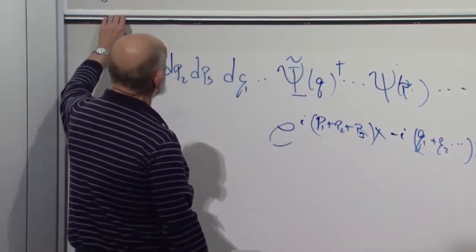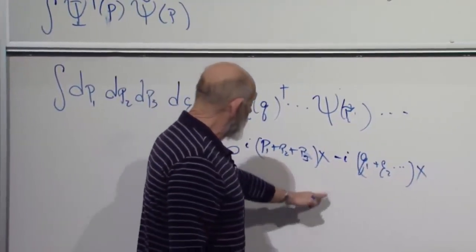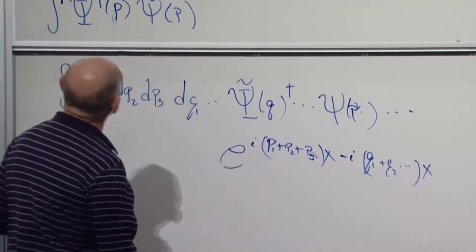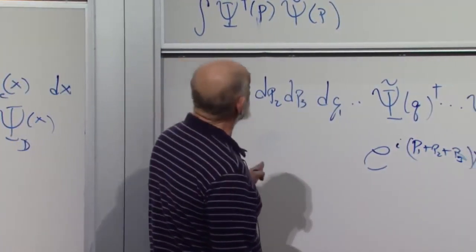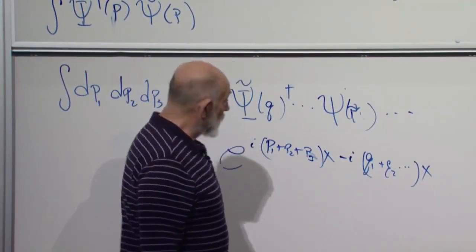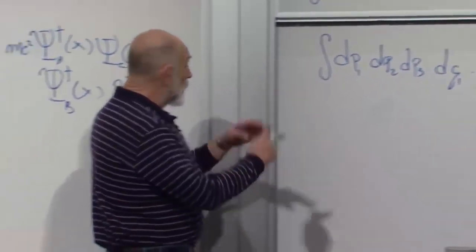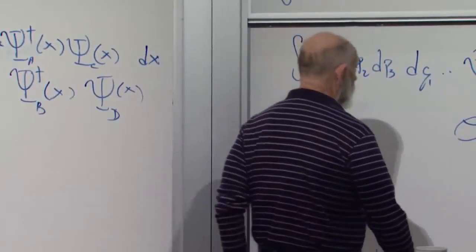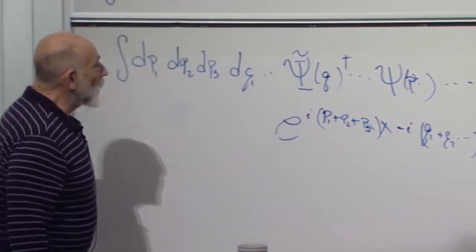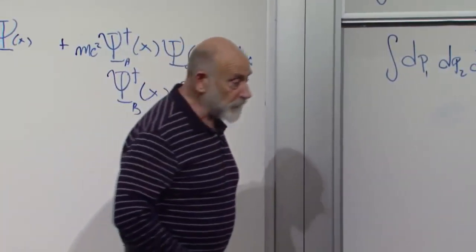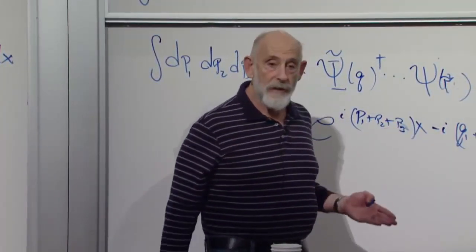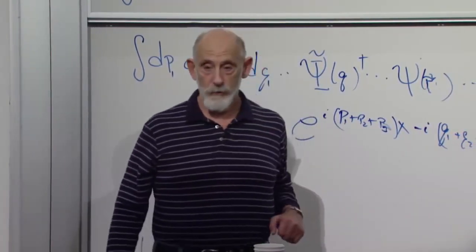In other words, instead of just having a single p and a single q, you would have a bunch of p's for all the creation operators. Which ones get the p's? P's go with the annihilation operators, and q's go with the creation operators. Okay, and you have to integrate it over x. What does the integration over x give you? Again, it gives you a delta function, and it's a delta function of the sum of all the p's minus the sum of all the q's.